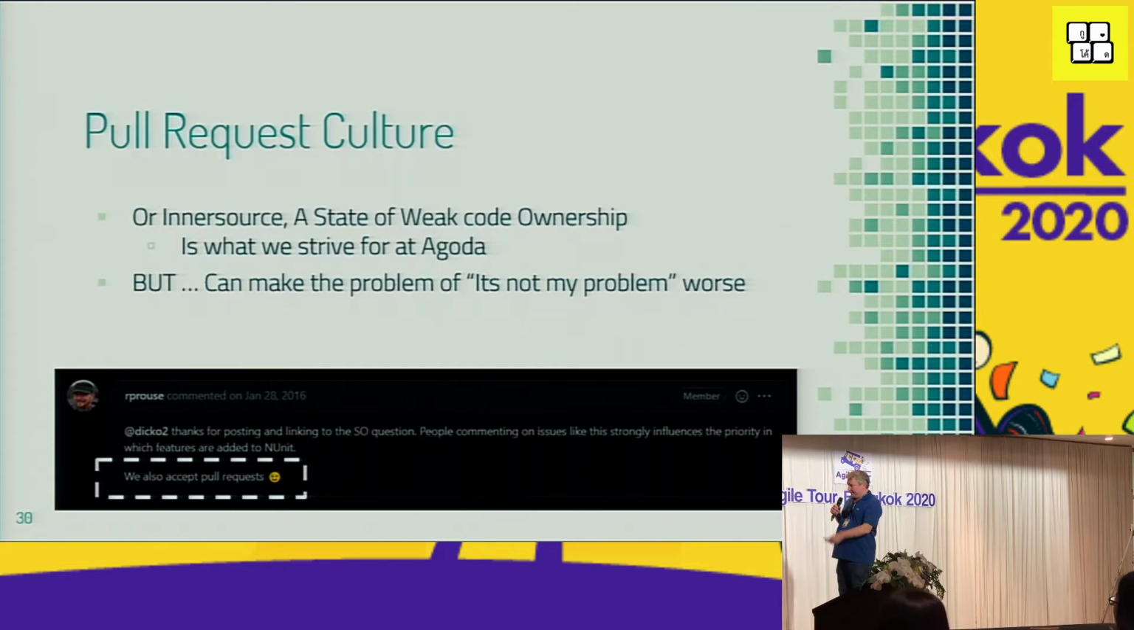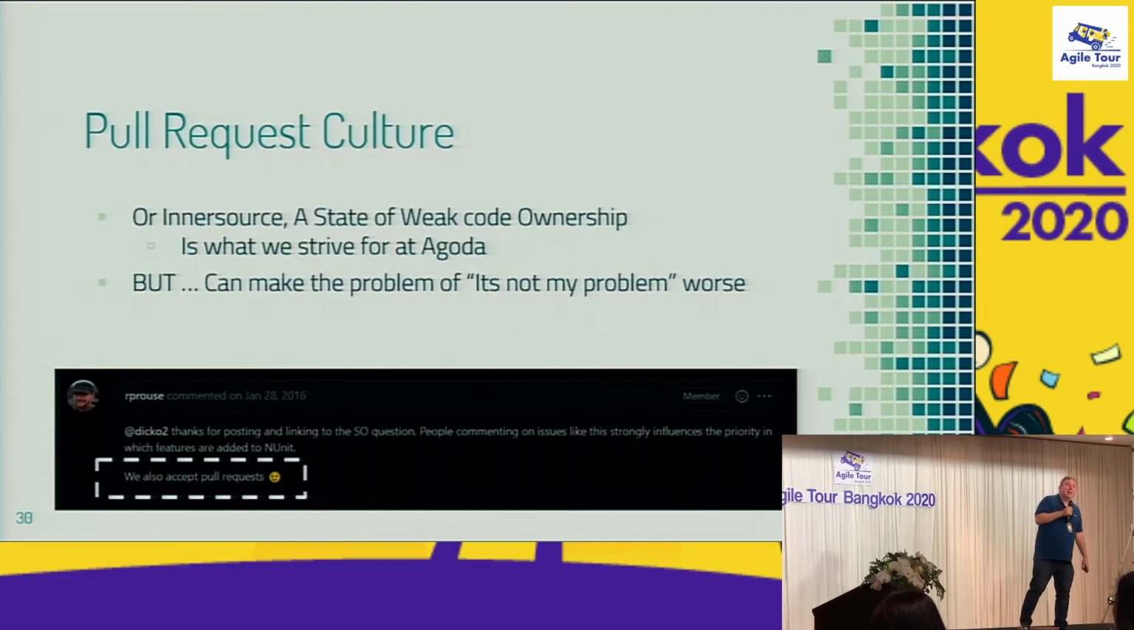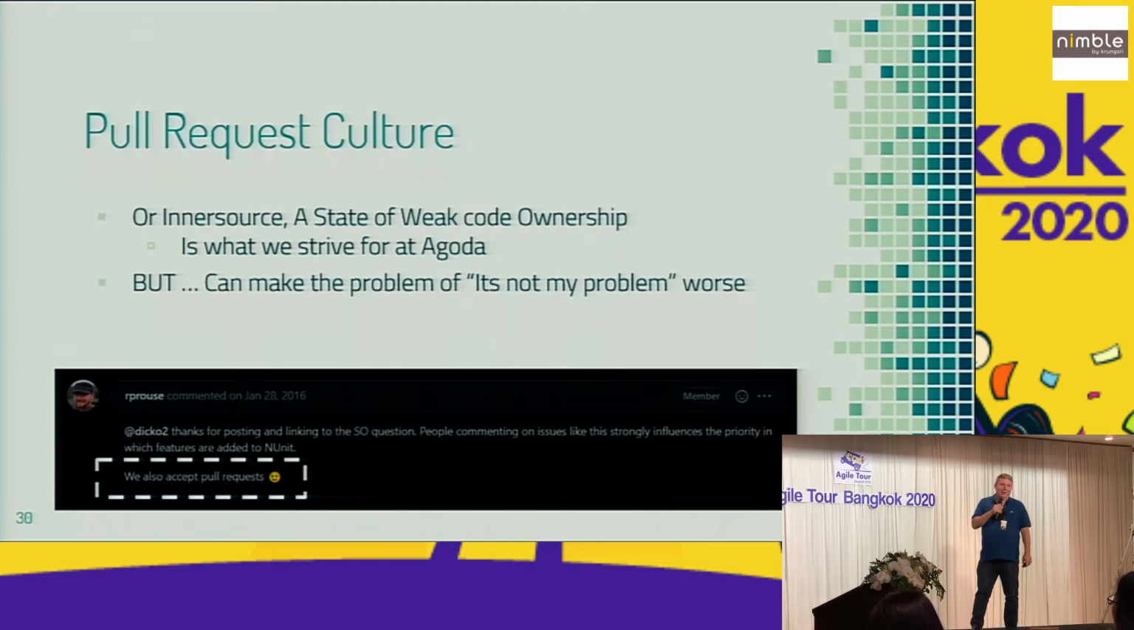And this one is one of the things that I love. It's a perfect example of a pull request culture in the open source community. I don't know if you guys can see that. This is me commenting on an issue on the NUnit repo, and Rob replied to me and said, hey, that sounds like a good idea, we'll put it on our backlog and prioritize it later. But by the way, we accept pull requests, and gave me a wink. I think this is a good example of encouraging cross-collaboration, and of how weak code ownership can work quite well.